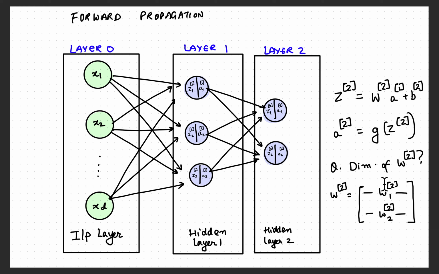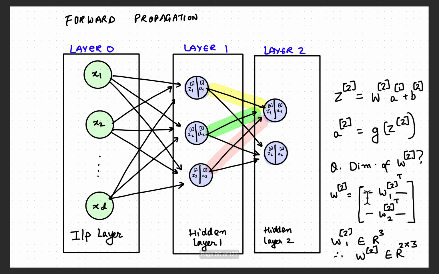Okay, so W, capital W square bracket 2, if you remember how we defined capital W square bracket 1, is to write the corresponding weights associated with each node as a row, right? So the first row is the weights associated between all of the previous inputs and the corresponding node in layer 2.